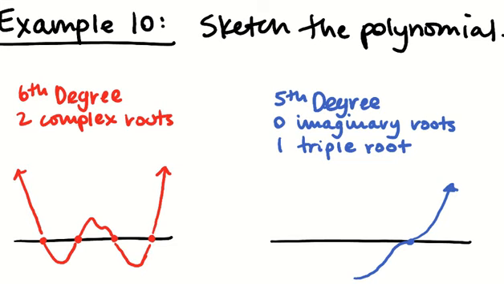And if it's 5th degree, the arms are going to go in opposite directions because it's odd degree, kind of like a line. And so what I'll say is that it'll need to go up and then down. You could have made it bounce at this 0, kind of give yourself a double root. We didn't say anything about a double root, it said 1 triple root. So that would be a 5th degree polynomial with 1 triple root.